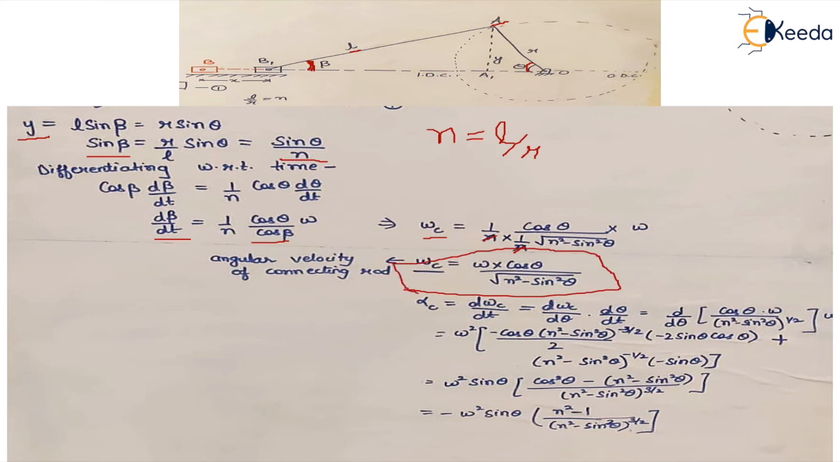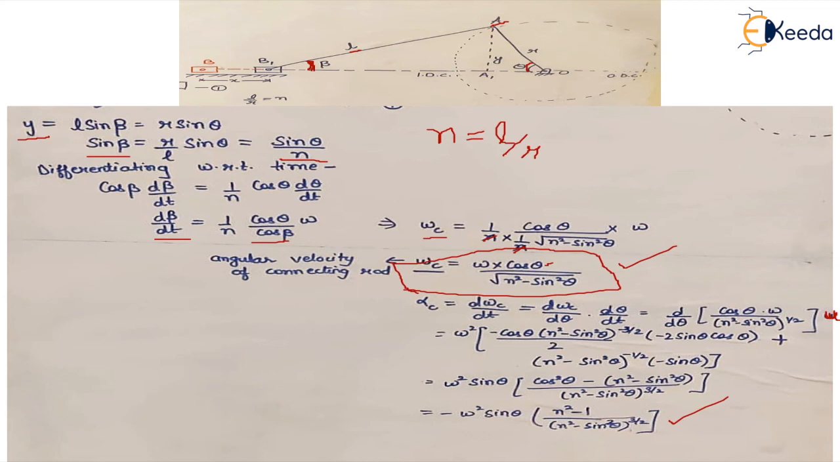Right? Now to find the angular acceleration. What is acceleration? It is the rate of change of velocity with respect to time. So for angular acceleration, it is the rate of change of angular velocity with respect to time. Now the variable with angular velocity is theta. So it becomes d omega c upon d theta into d theta upon dt, where d theta upon dt is omega. Right? So we place the value of omega c from here in this equation and differentiate it, and this is the answer that we get after the differentiation.